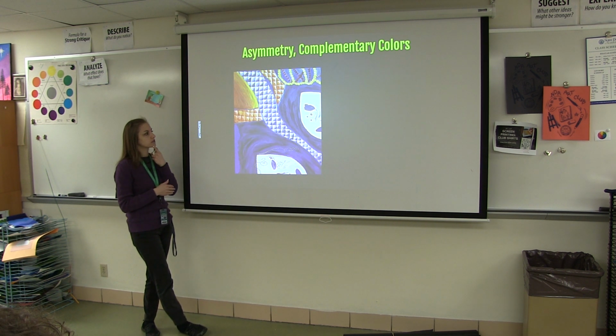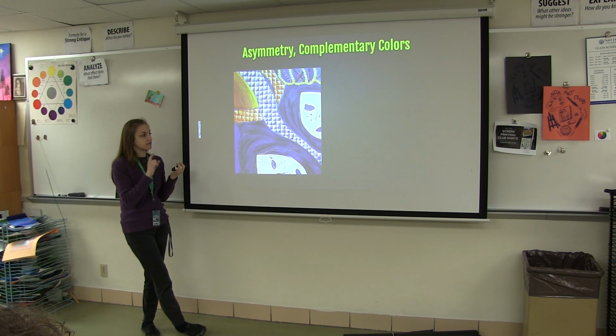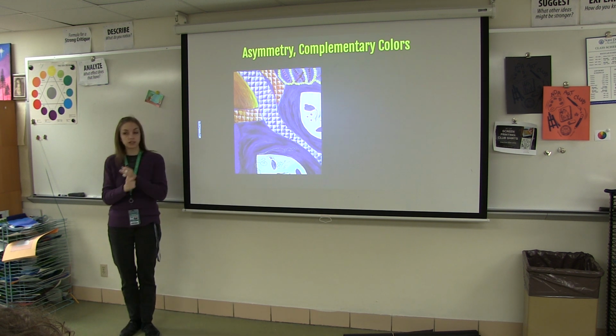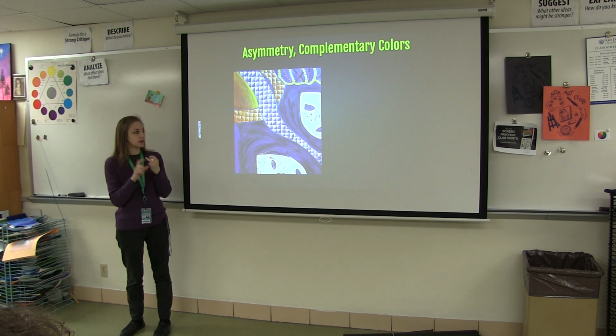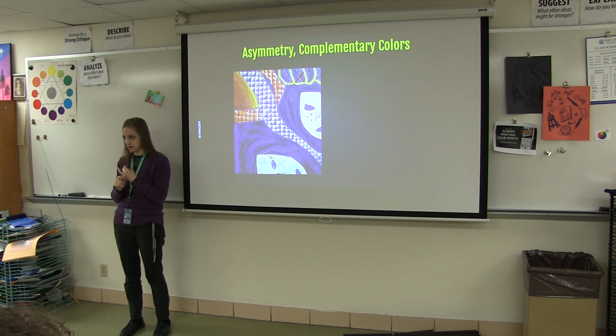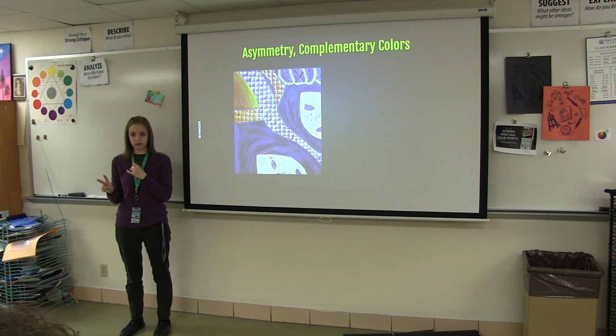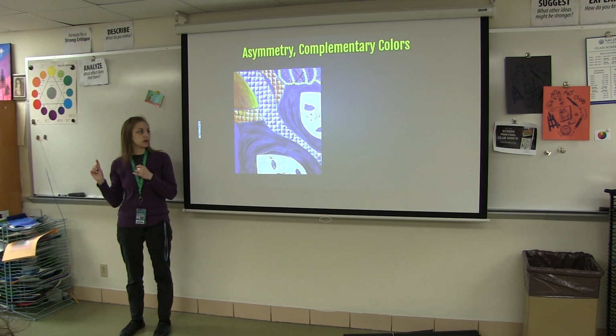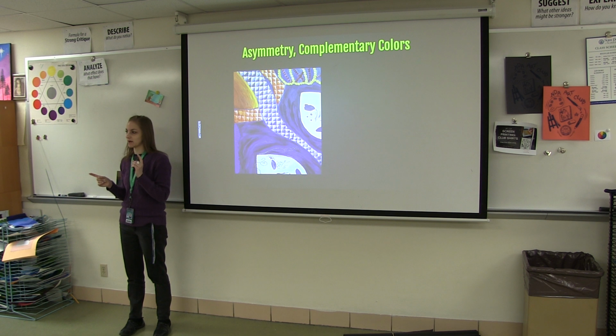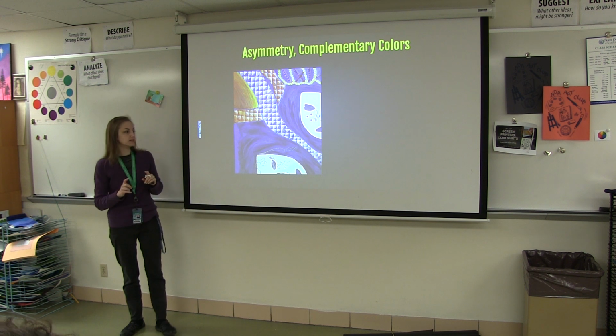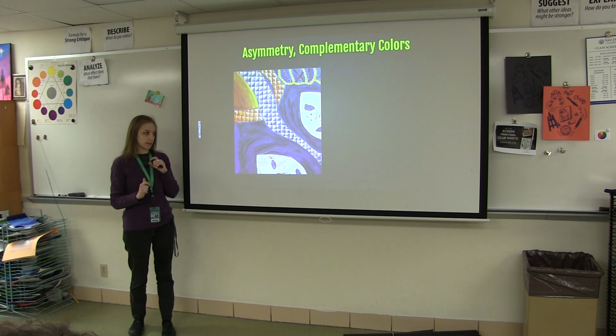This student worked with, again, asymmetry. We have a very particular color scheme in this one. This is a double complement color scheme. So there's two complementary pairs. Can you figure out what they are? Purple and, well, what's the complement of purple? Yellow, and then orange and blue. Yep, so that's a double complementary color scheme.